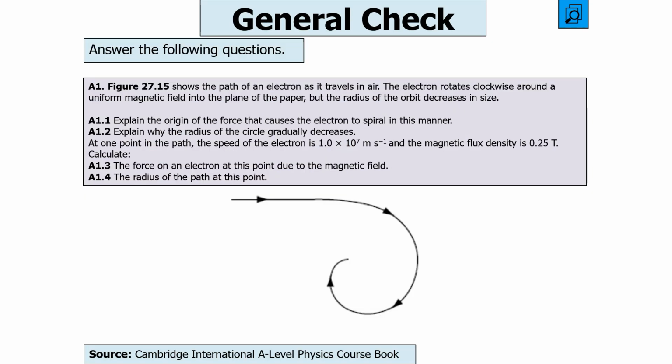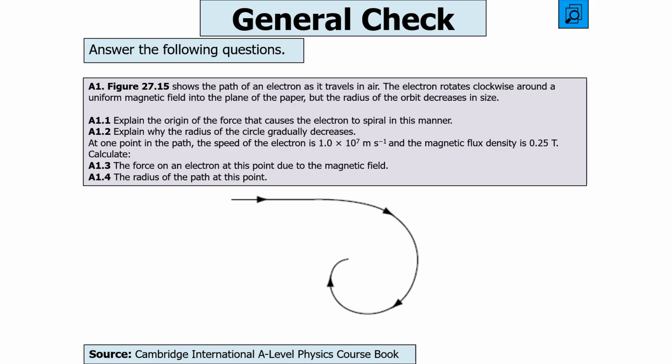Our next question says, the figure below shows the path of an electron as it travels in the air. The electron rotates clockwise around a uniform magnetic field into the plane of the paper, but the radius of the orbit decreases in size. Firstly, explain the origin of the force that causes the electron to spiral in this manner. Then explain why the radius of the circle gradually decreases.